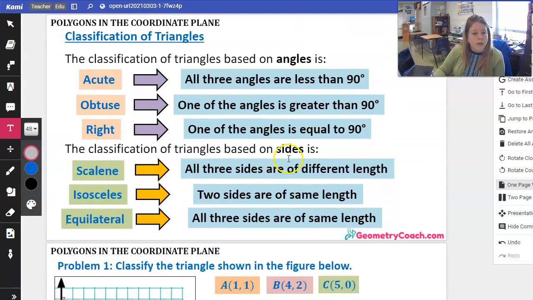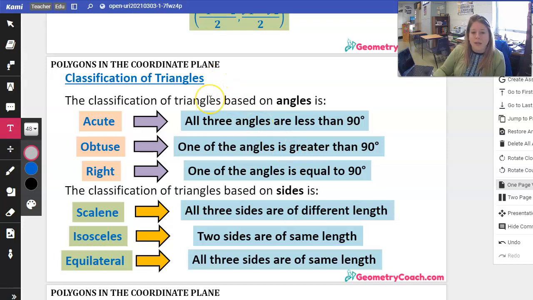Okay, here are a couple of reminders of how to classify triangles, because it's been just a bit since we did triangles. If they're acute, all of their angles are less than 90. Obtuse, we have one angle greater than 90. Right, we have one angle that is equal to 90. Then scalene, all 3 different sides. Isosceles, 2 sides are the same. And equilateral, all 3 sides are the same.